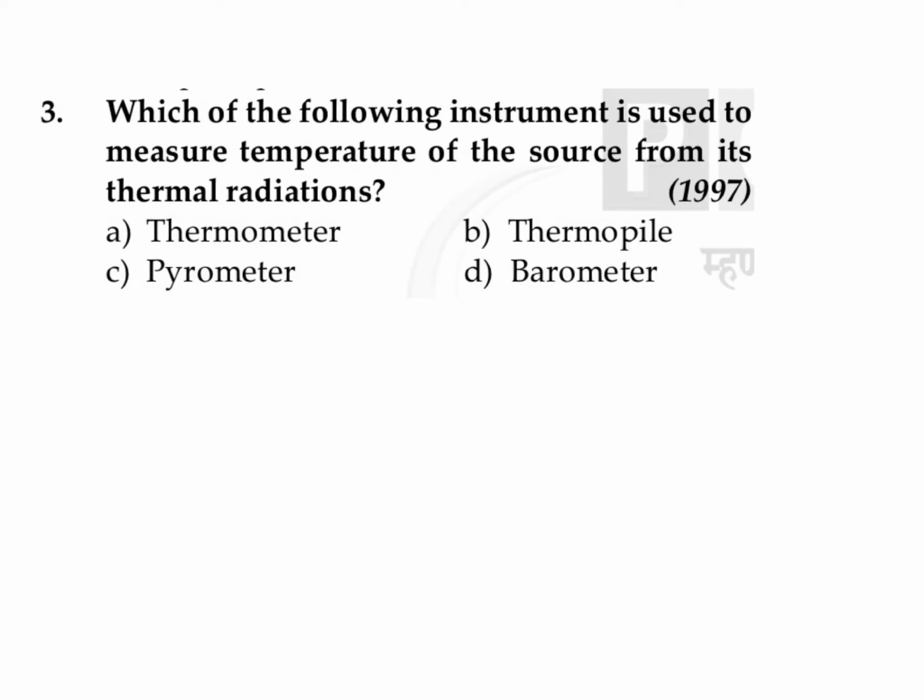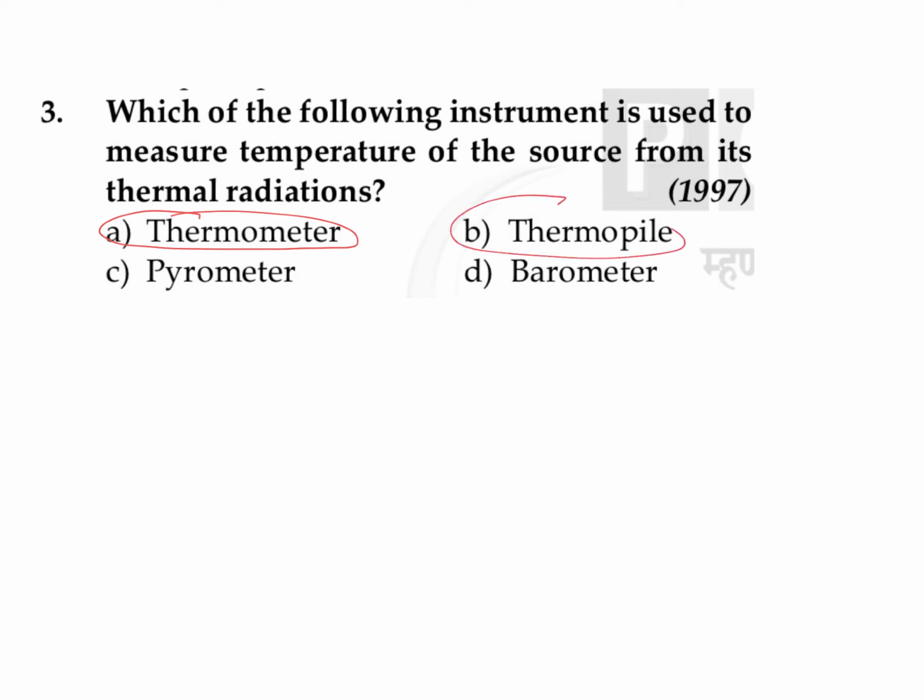Which of the following instruments is used to measure the temperature of the source from its thermal radiation? Like we know, a normal thermometer measures temperature on the concept that volume is going to change with respect to temperature, not from the radiation. So there we are supplying heat energy in the form of heat conduction, not by heat radiation.